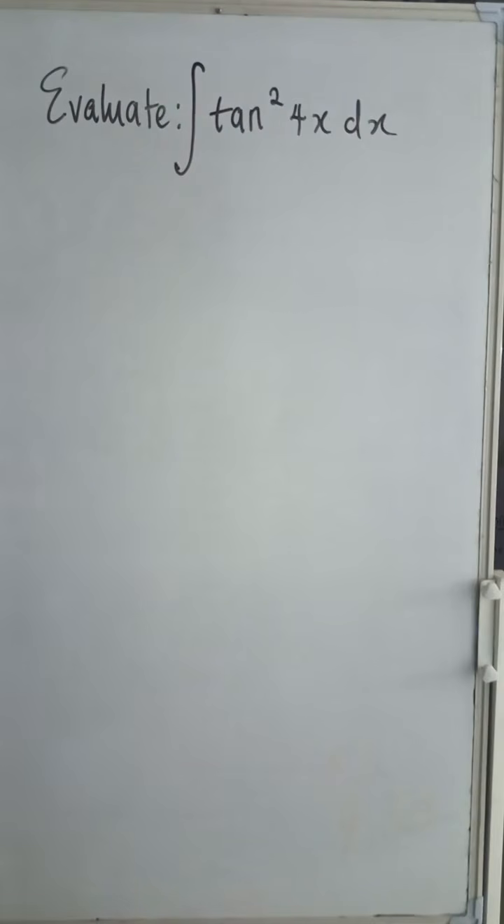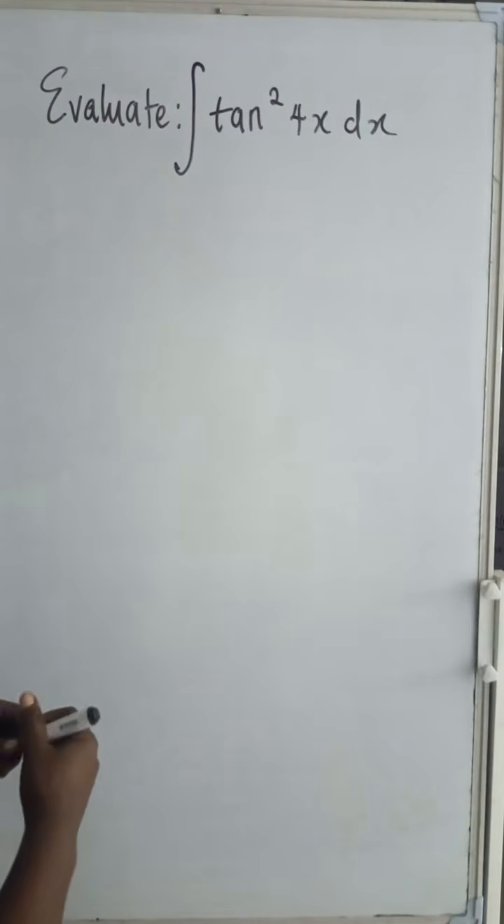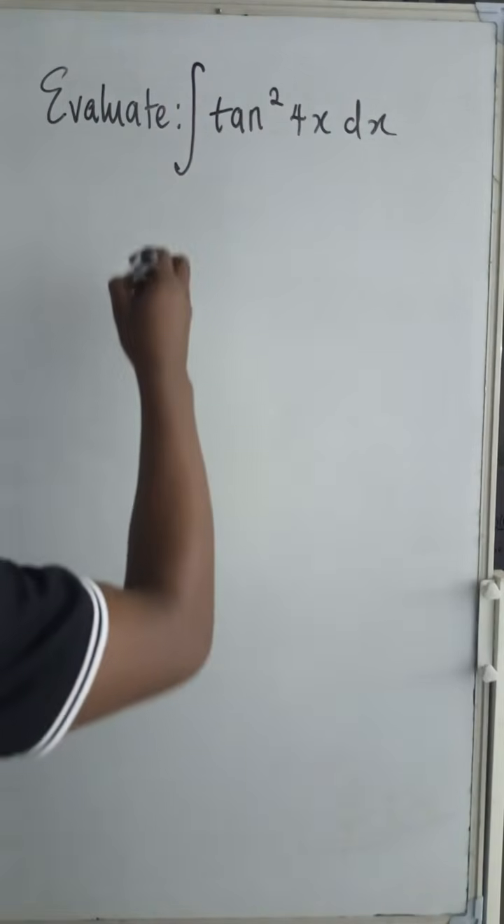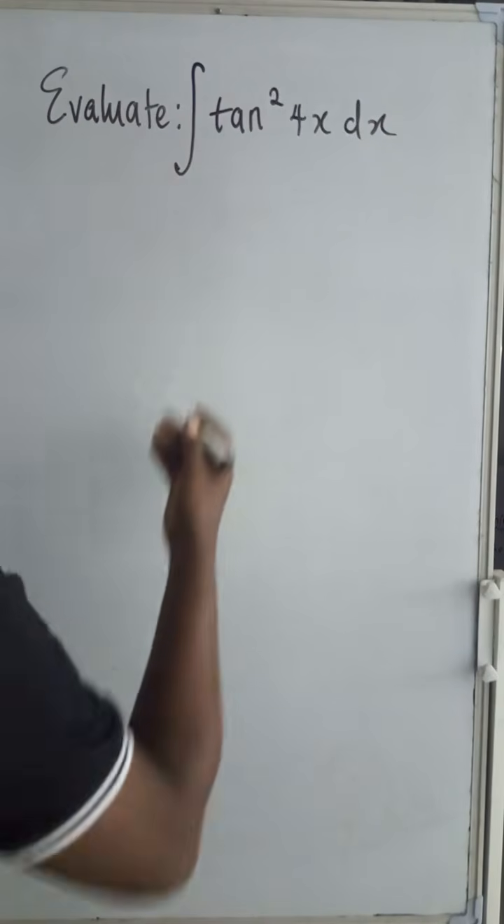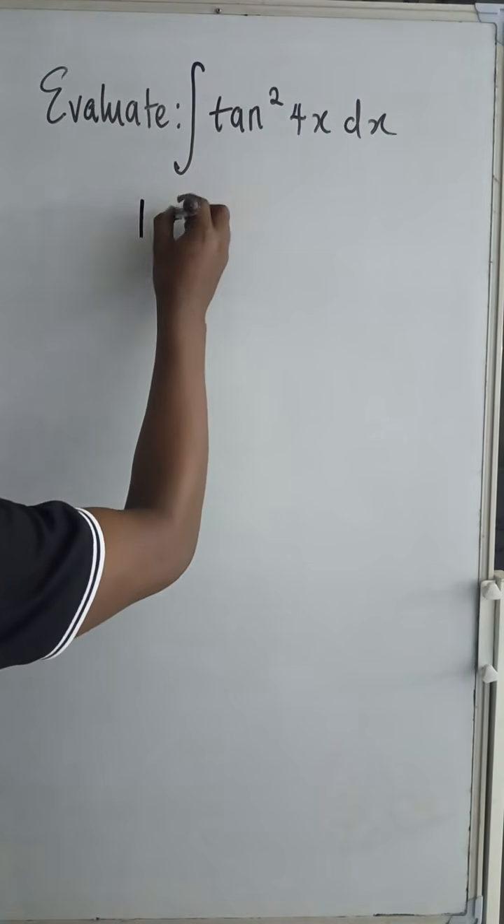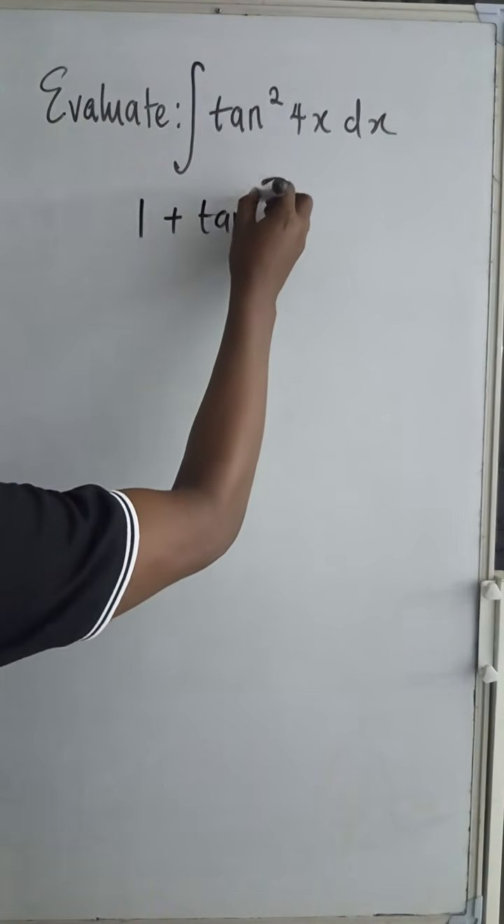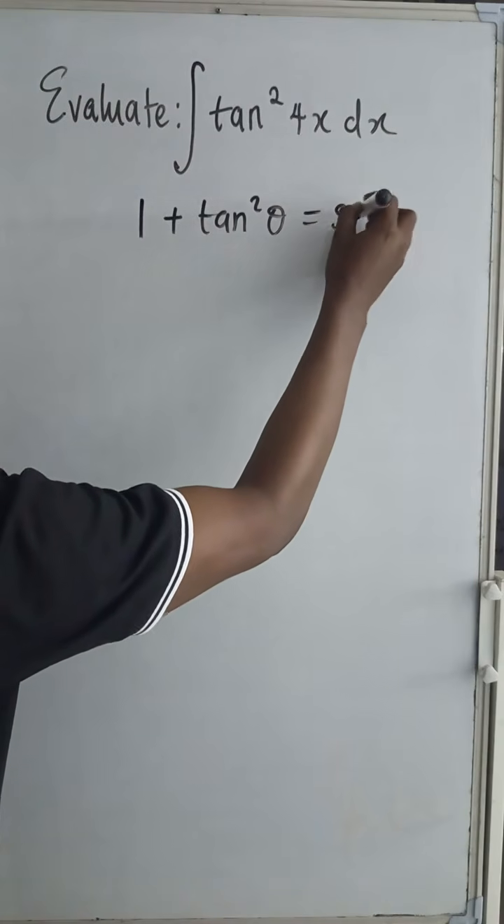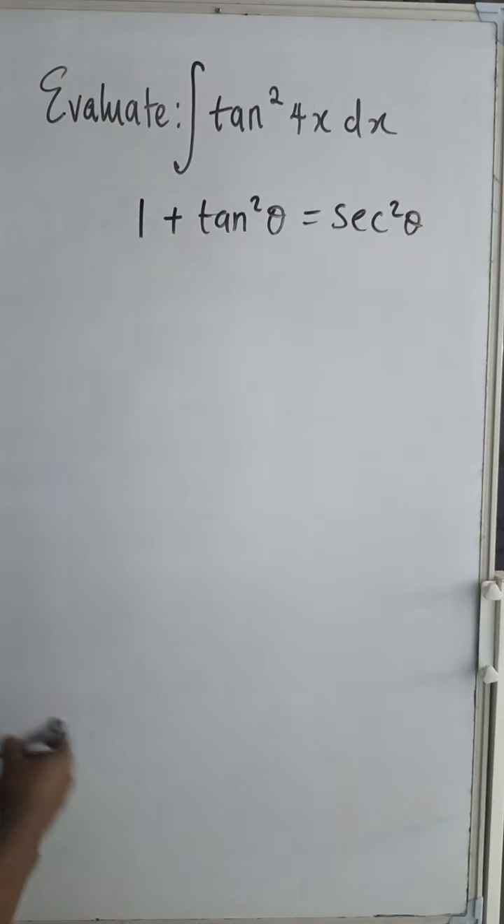Let's solve this integration. Evaluate the integral of tan square 4x dx. This is an indefinite integral. We understand that 1 plus tan square theta is equal to sec square theta. Basically, you understand that.